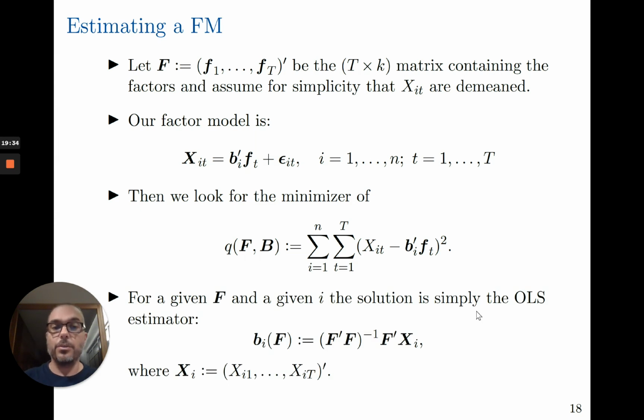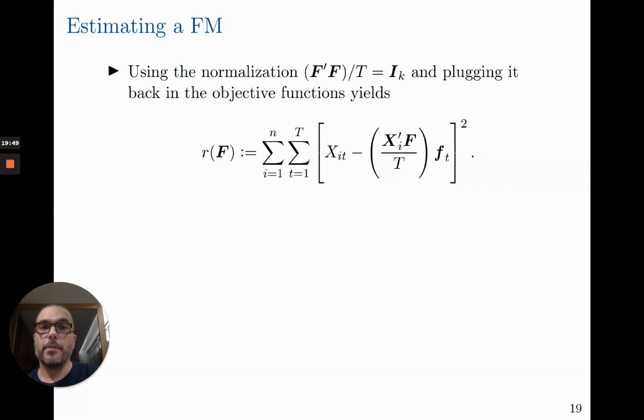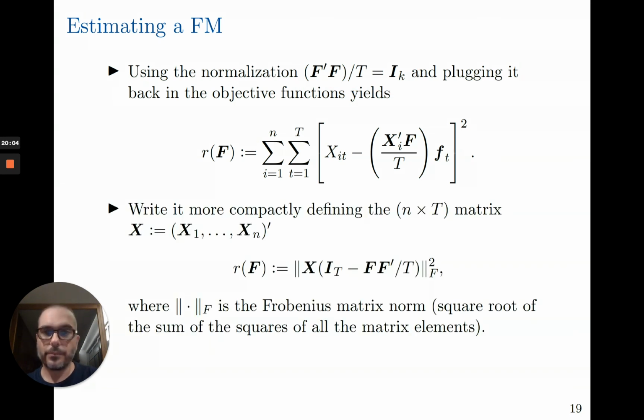And we want to find a solution for the problem. So if we know the factors, the solution for the B's is just an OLS. The problem is that we don't know the factors. But if we use the normalization, another restriction, that F prime F divided by T equals the identity, we get this objective function.